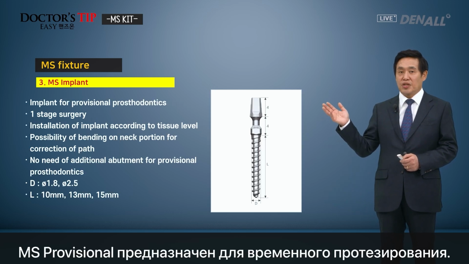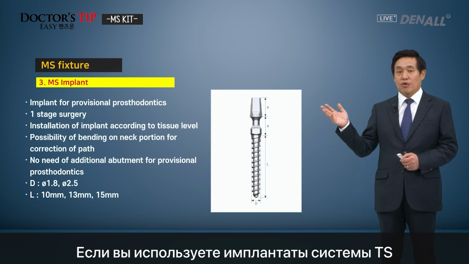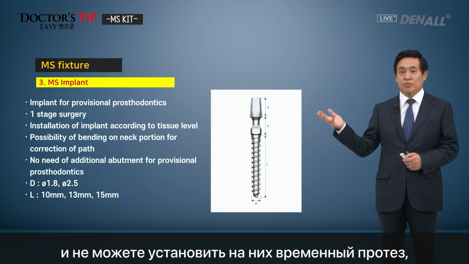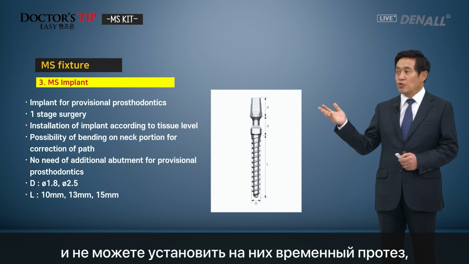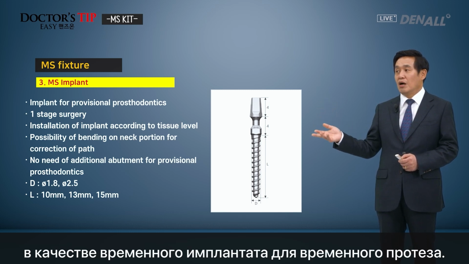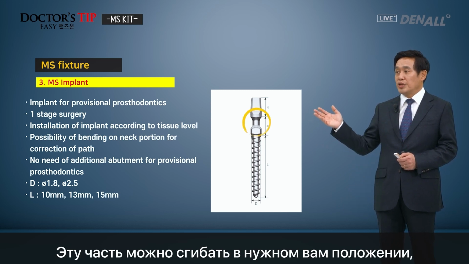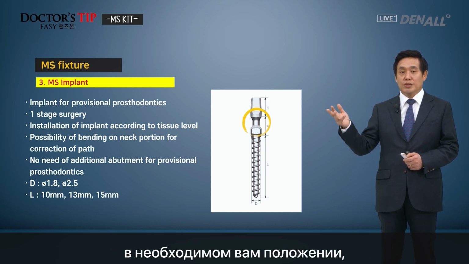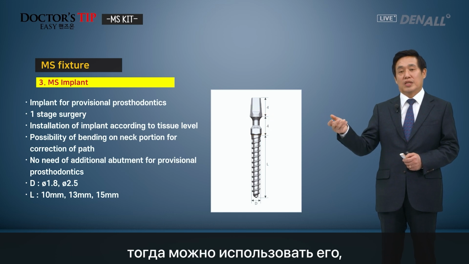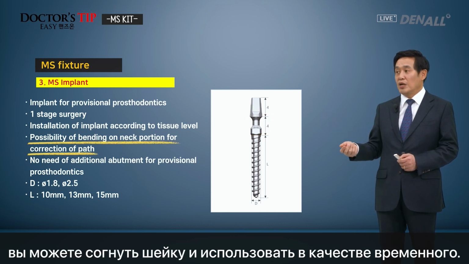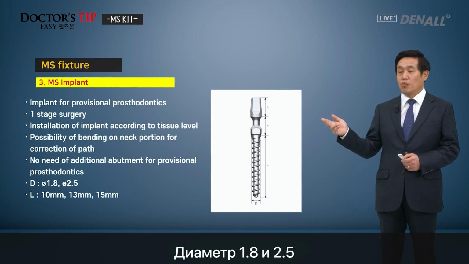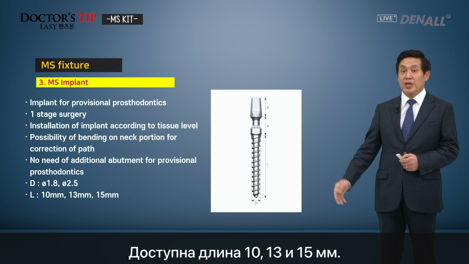And you have an implant for provisional prosthodontics. Like if you use TS and others as a final implant, then if you cannot put a temporary in there, this implant can be used as a provisional. And this one, the neck portion, can be bent. So on the position you want, if the implant cannot be placed, this can be used so that you can bend the neck and use it as a provisional. Diameter 1.8 and 2.5, length 10, 13, and 15 is available.